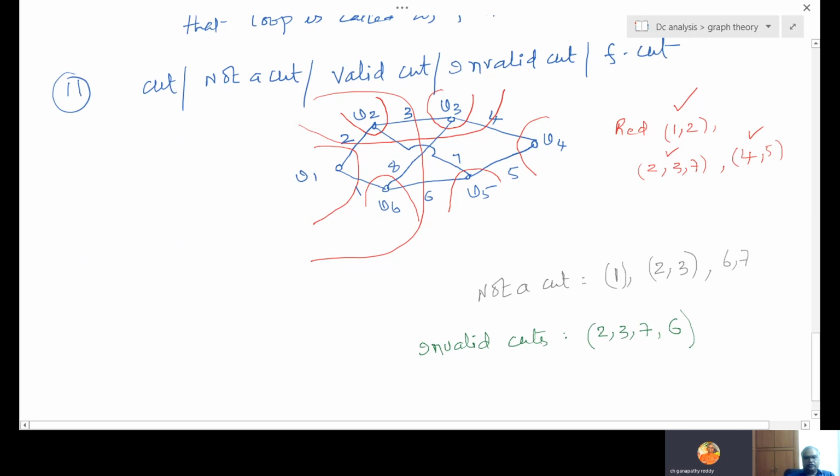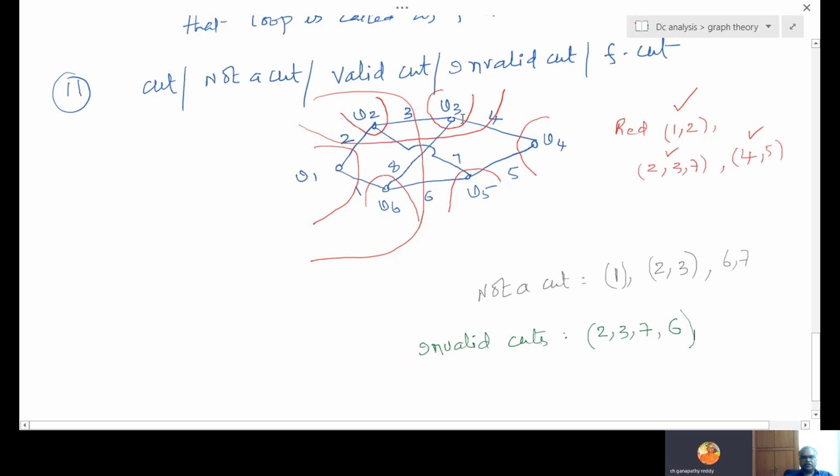It is not valid. So the number of edges removed should be minimum to separate the graph. So every subgraph, I mean to say, to be valid: 1, 2 I am removing, V1 is separated. I can remove 2, 7, 8, 4. If I remove 2, 7, 8, 4, then the subgraph contains V2, V3.